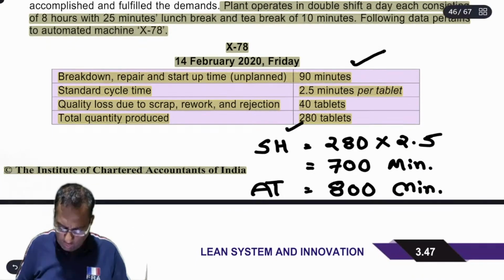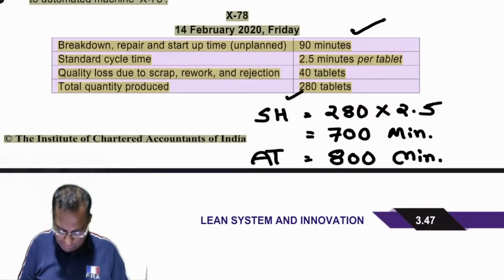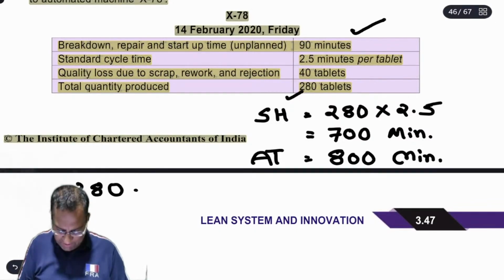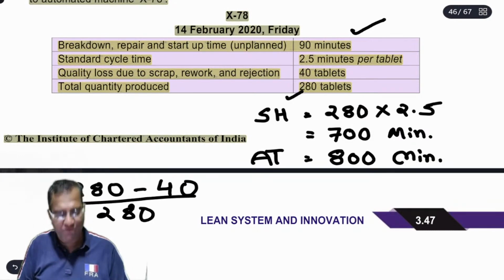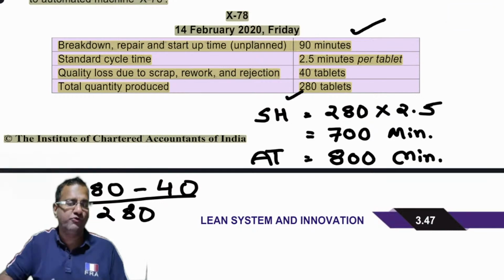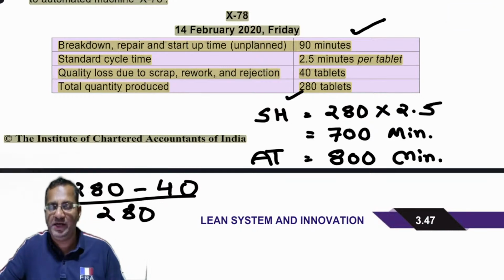Okay. And the quality ratio is the utmost simple calculation. Total 280 units have been manufactured, minus 40 units have been scrapped. Therefore, first time good units are 240 units, out of total units manufactured, 280. That ratio will be the quality ratio.